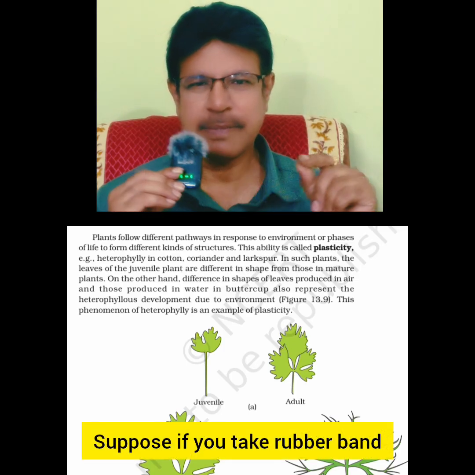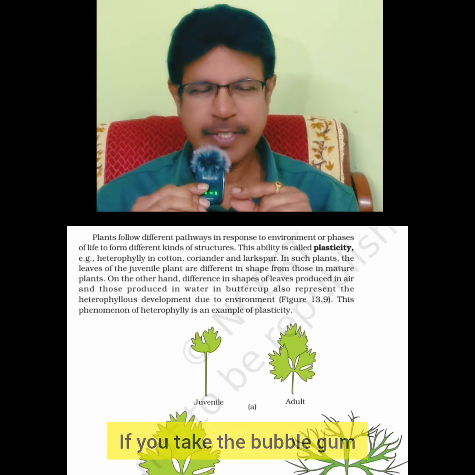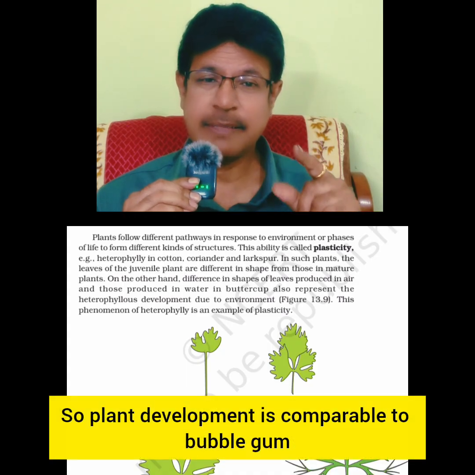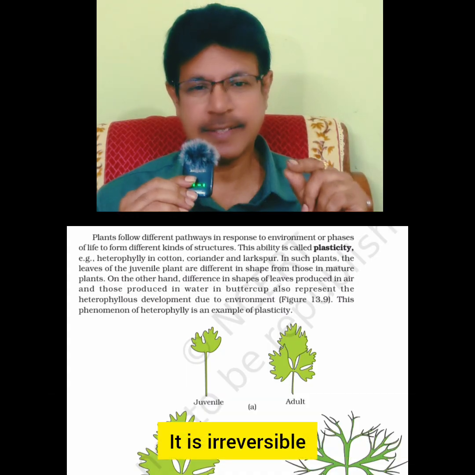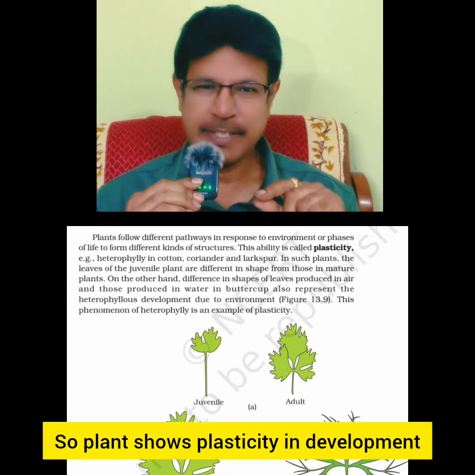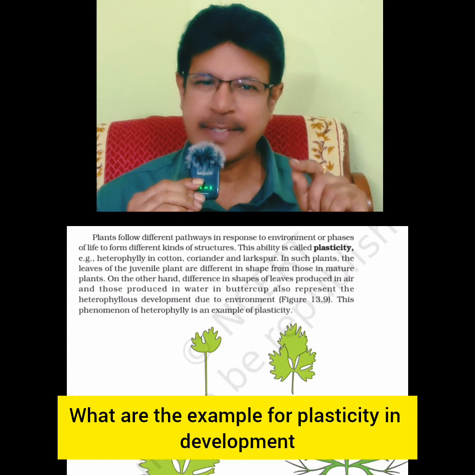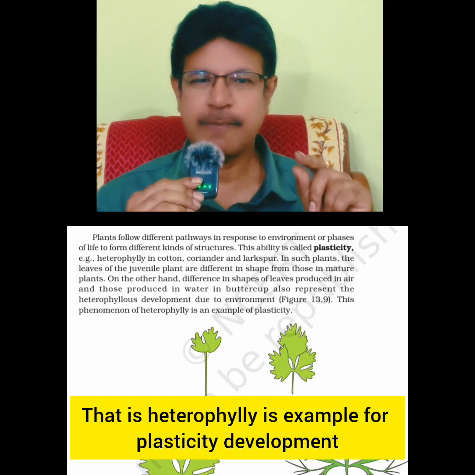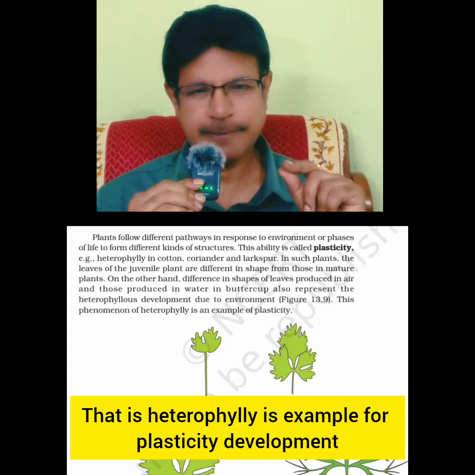Suppose you take a rubber band, it is reversible. If you take bubble gum, it is irreversible. So plant development is comparable to bubble gum, it is irreversible. So the plant shows plasticity in development. What is the example for plasticity in development? Heterophily is an example for plasticity in development.